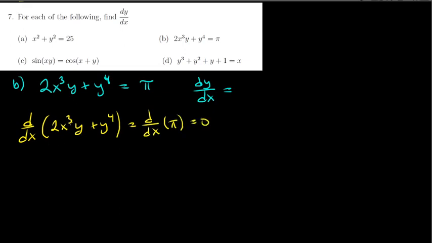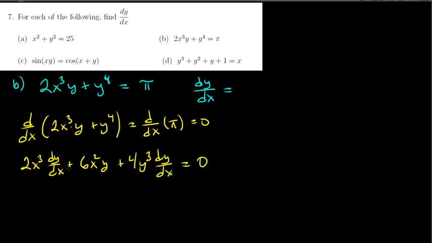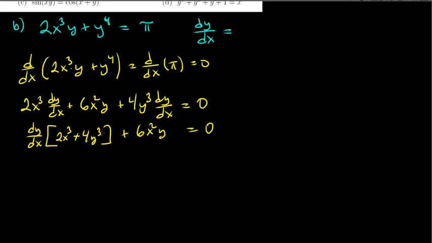So what do we get on the left side? The left side, first we have the product rule. So first times the derivative of the second plus second times the derivative of the first. And then the derivative of y to the 4th is 4y cubed times the derivative of y, and that equals 0, right? So factor out the dy over dx. We get dy over dx times (2x cubed plus 4y cubed) plus 6x squared y equals 0. So I think the next thing is to subtract the 6x squared y from both sides.